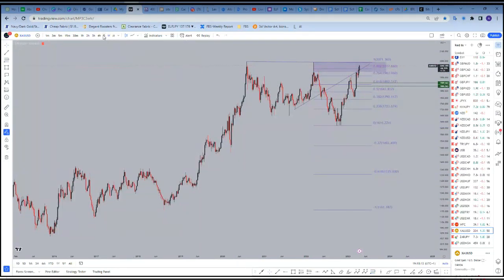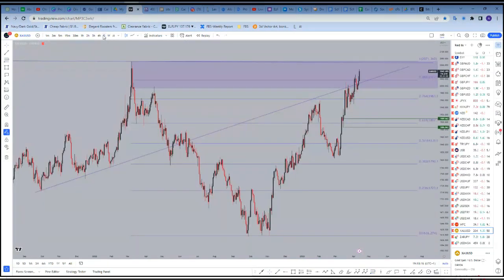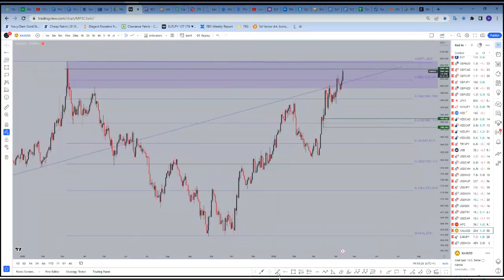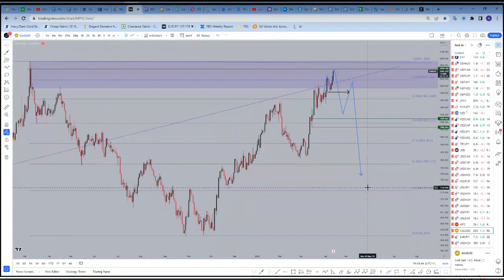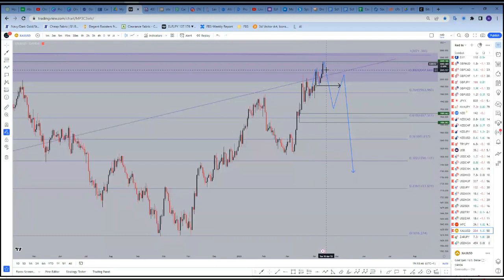For me, if I'm going to be trading this, remember, this is the weekly time frame, I am going to be waiting for a change of character on the 4 hours time frame. What do I mean by that? I simply mean that I want to see a movement of price that breaks below this point and forms what I like to call an AMD pattern. If I'm going to be selling gold, this is typically what I'm waiting for.